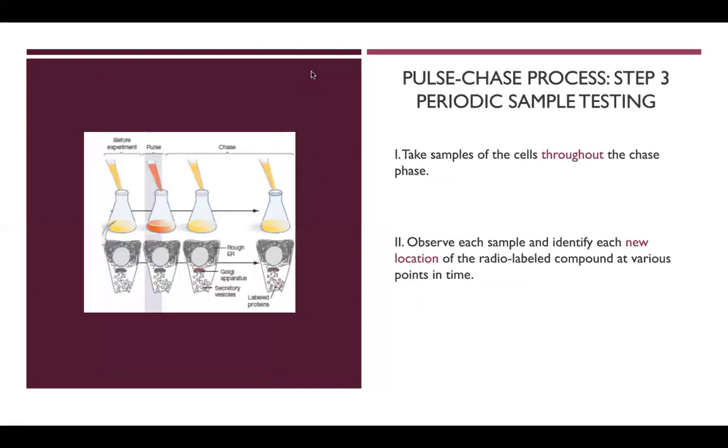The final step is periodic sample testing, which involves taking samples throughout the chase phase of the method to analyze the location and chemical form of the radio-labeled compound. By taking samples, the location of the compound introduced in the pulse phase can be traced over time. In the picture on the left, the radioactive labeled proteins travel from the rough ER to the Golgi and finally to vesicles that will transport them outside of the cells.